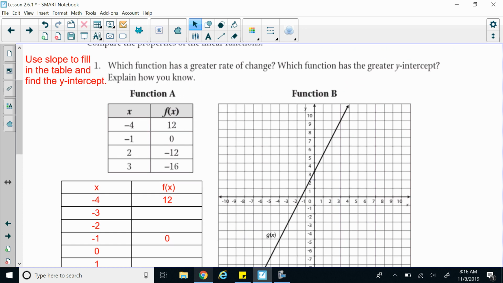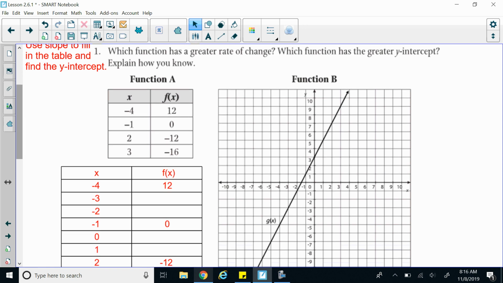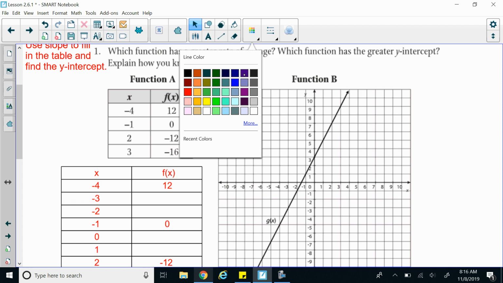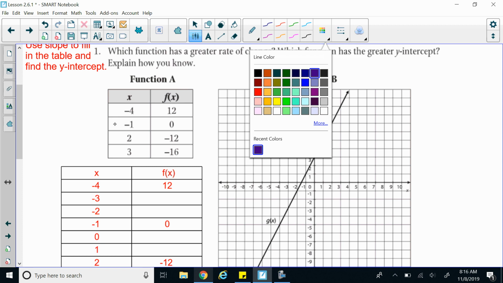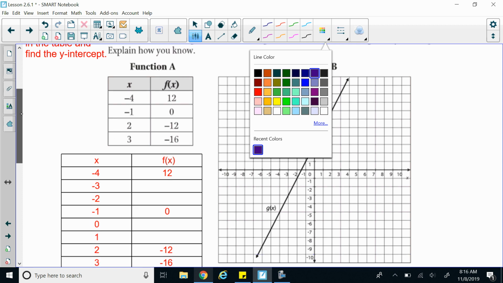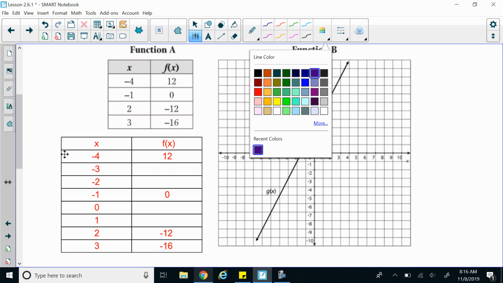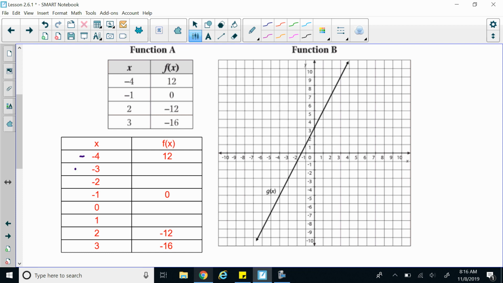So this is the first one. It looks like this, function A, function B. Now notice, I'm going to show you this. This table for function A for this first one is a little funky. Notice they do not fill in all the numbers. So I would encourage you to make your own table that has -4, -3, -2. See how it doesn't have those values here? So use these values and go from -4 to 3 so you can help find your slope.